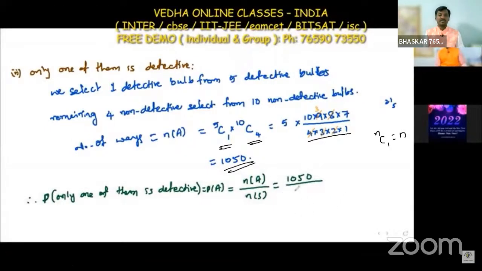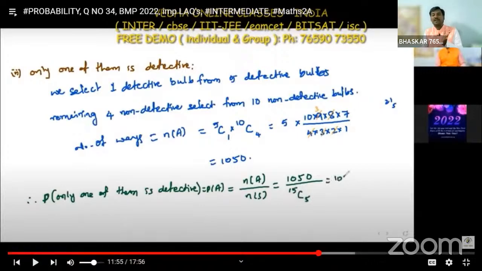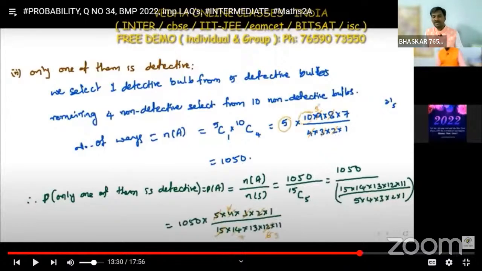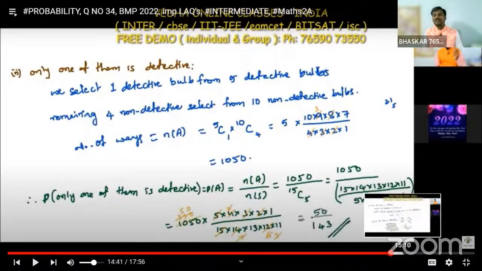What is n of S? Out of 15 bulbs we are selecting 5. So the probability that only one of them is defective: probability of A is equal to n of A, the favorable events to A, divided by the total number of events. That means 1050 divided by 10c5... I mean 15c5. Expanding this value and simplifying, we get the final answer as 50 divided by 143.